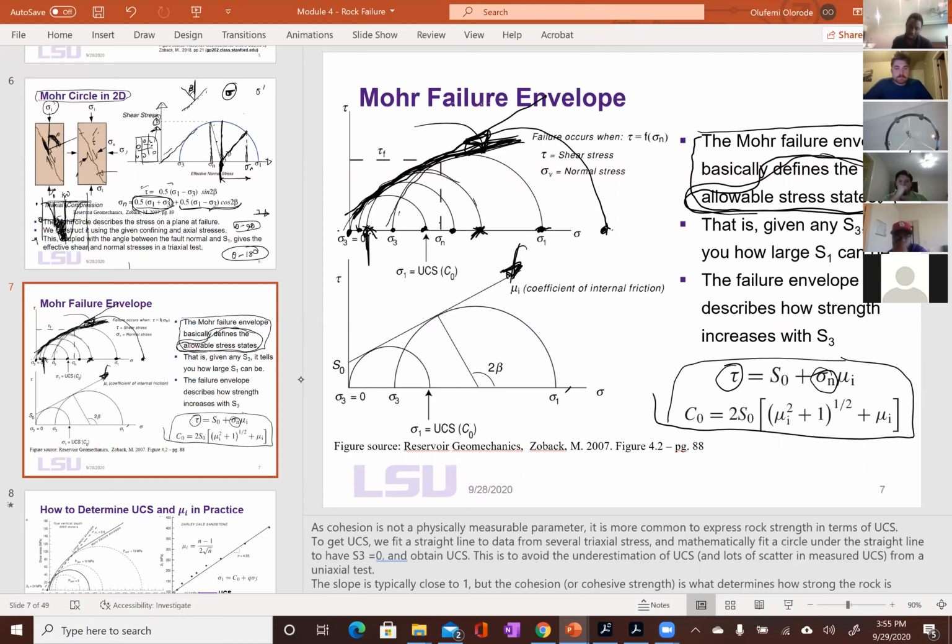But this is called what? The intercept is called what? This is tau against S1, or tau against effective normal stress. What's the intercept of that plot called? That's the cohesive or cohesion strength. Cohesive strength or cohesion.